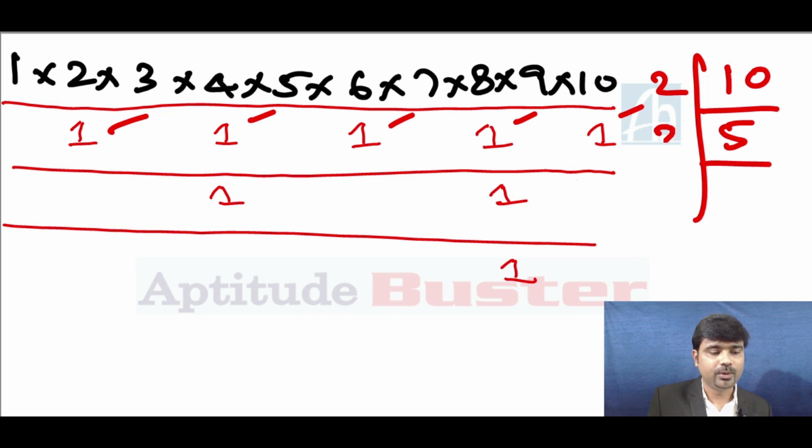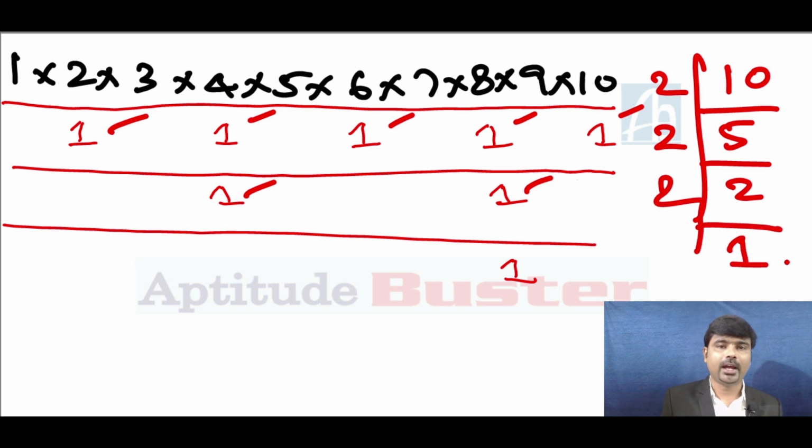Again divided by 2, we get 2. That means 2 double 2's are there. In 4 we have 1 double 2, in 8 we have 1 double 2. Then again divided by 2 we have 1. That means 1 triple 2 we have in 10 factorial. Yes, 8 is 1 triple 2. The first 5 sources: 1, 2, 3, 4, 5. This 2 is nothing but 1, 2.